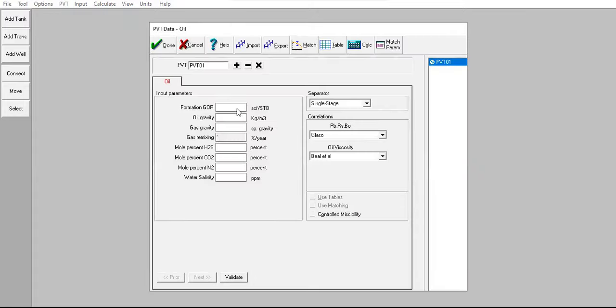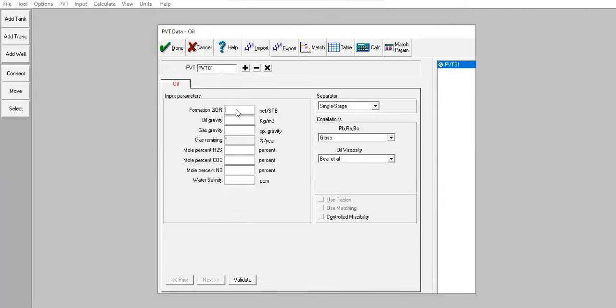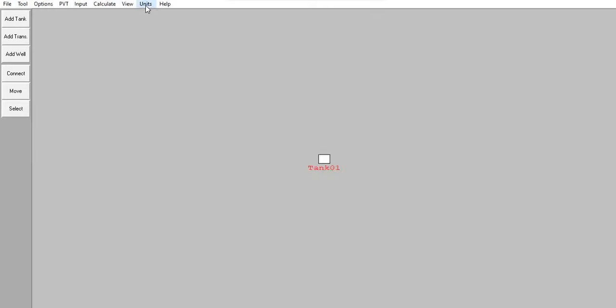All right. Now we need to input information for this PVT data oil window. All right, so you can follow me. Formation GOR 650, standard cubic feet per stock tank barrel, oil gravity 40. But please be careful here. The unit is kilogram per meter cube. I will change it to API. All right, oil gravity. But be careful here. The unit is in kilogram per meter cube. So I will change it first to API. Click done. Go to units.